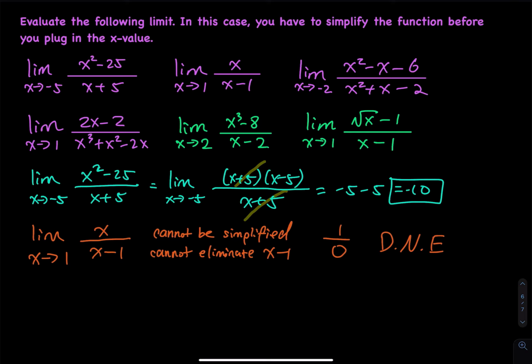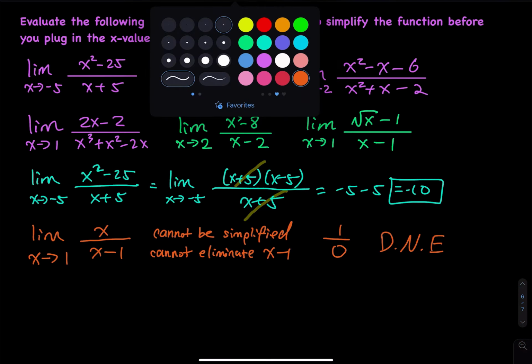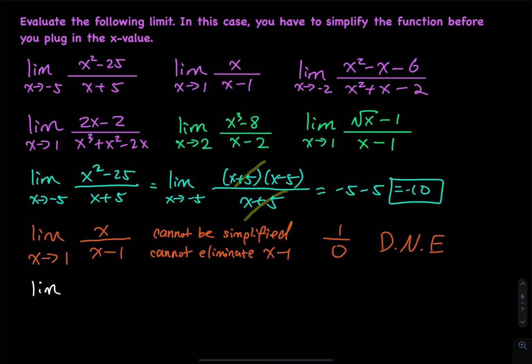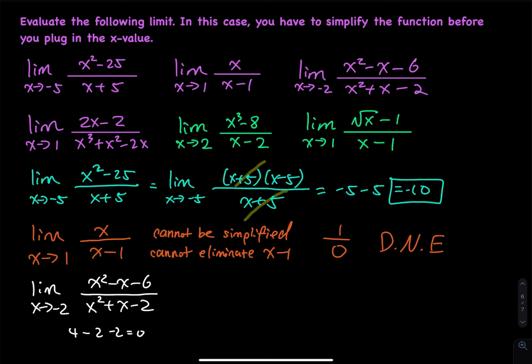All right, the next one is x squared minus x minus 6. Okay, let's do it. So the next one, we have the limit as x approaches negative 2 of x squared minus x minus 6 divided by x squared plus x minus 2. If you plug in negative 2, you have a 4, minus 2, you have a 0 in the denominator. So that's why you have to factor the top and bottom first, cancel our biggest enemy, and then you plug in.